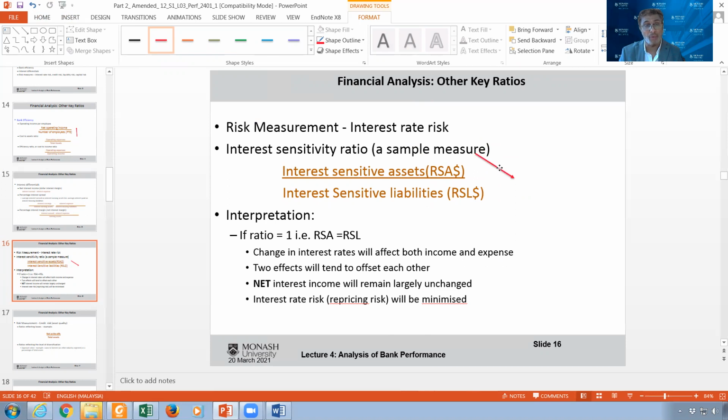You want it to be higher than 1 or lower than 1, as we have discussed through the interest rate. So the interpretation, the ratio is 1, means RSA equals RSL. So the change in the interest will affect both income and expenses. We know this. Two effects will tend to offset each other. So the net interest income will remain largely unchanged if this one is 0. So interest rate risk, or the repricing risk, will be minimized. We are talking about 0 exposure.